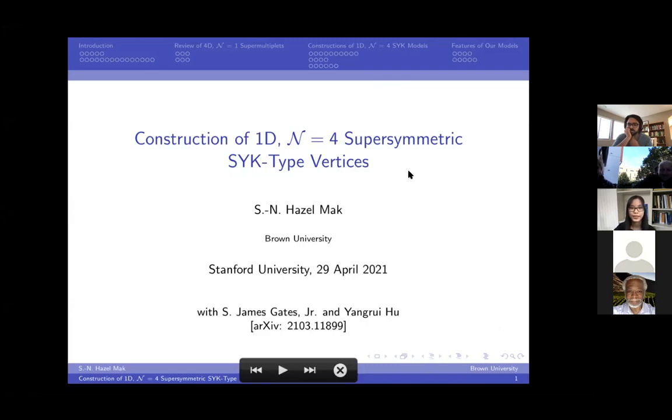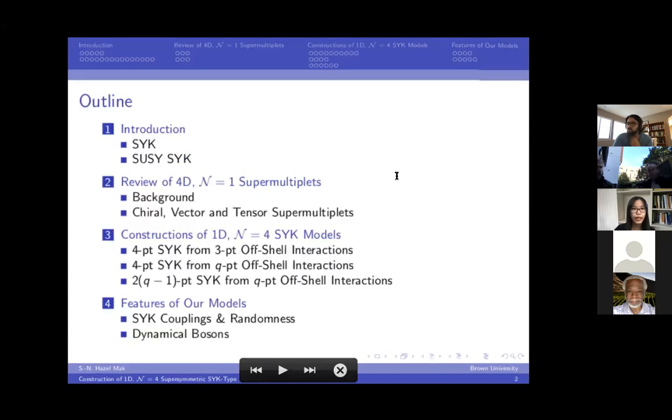Thank you for the introduction. I'm very happy to give this talk at Stanford. This work is done with Jim Gates, who is my supervisor and is also here today, and with my fellow colleague, Yang Hu. It's about the construction of 1D N=4 supersymmetric SYK-type vertices, so I'll tell you more about it today.